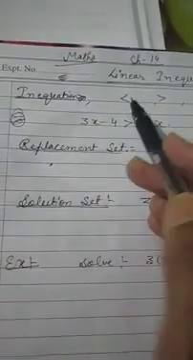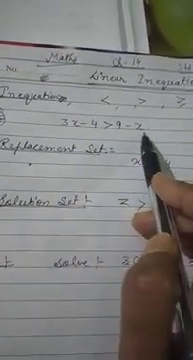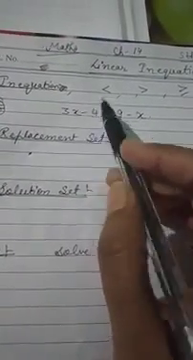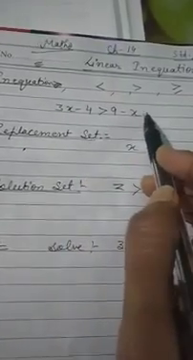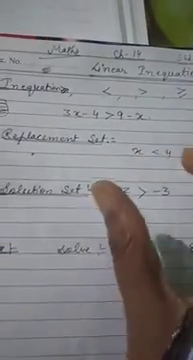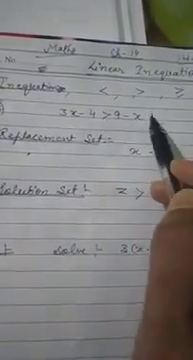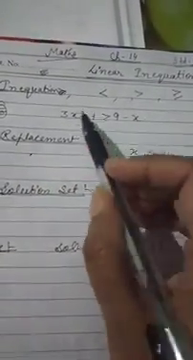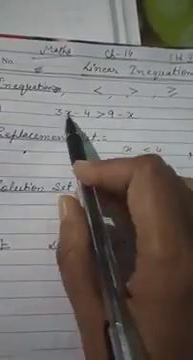Got it? And in equations I have also taught you that if you add any number to this side and this side, the equation will not change. It will remain unchanged. The same rule applies here also. If you add any number to both sides, the inequation will not change. If you subtract any number from both sides, the inequation will also be unchanged. If you multiply or divide both sides by a number, it will remain unchanged.